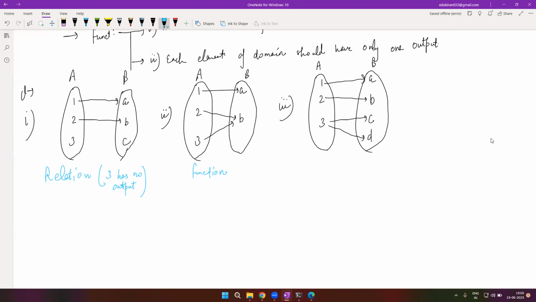Correct, Tarif. Why? Because 3 has 2 outputs here, and the second condition mentioned is that each element of domain should have only one output. Correct. Good. So this is a relation. Why? Because there is a single input which has 2 outputs now. 3 is connected to C as well as 3 is connected to D.